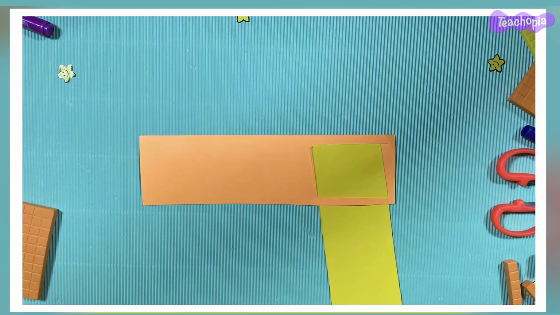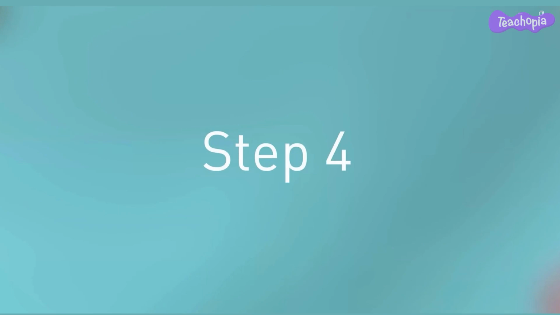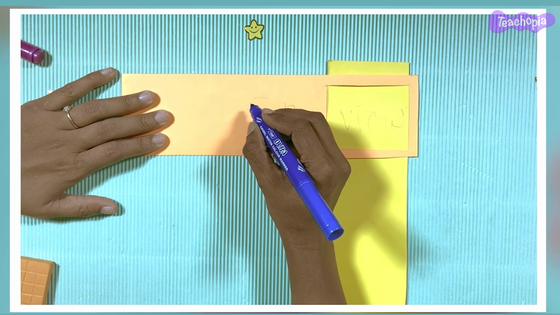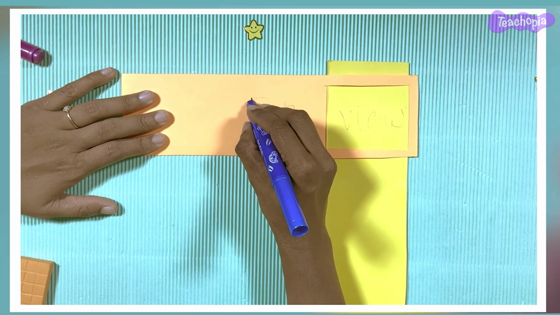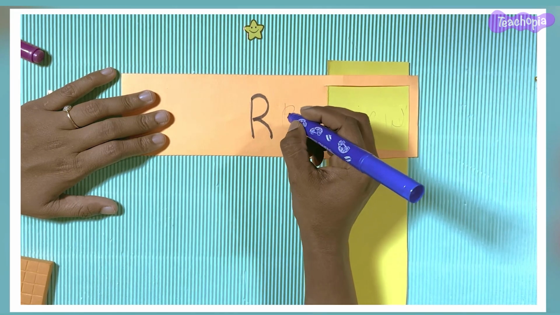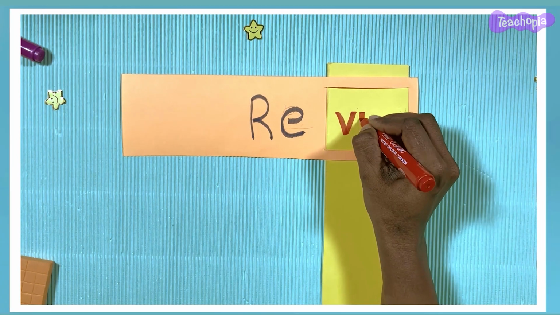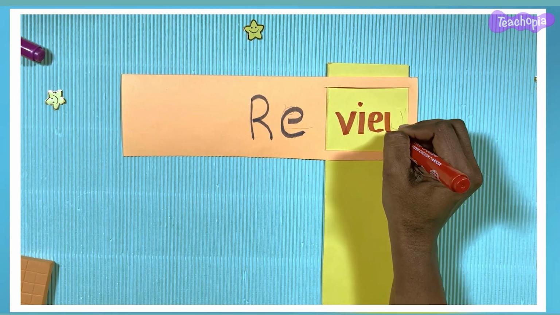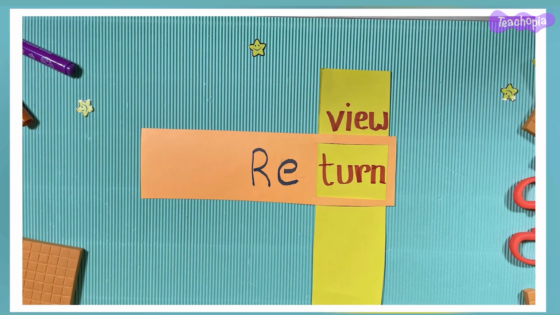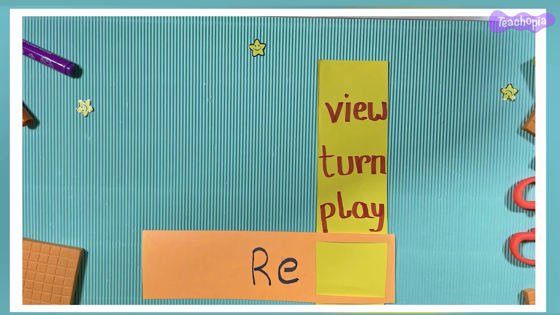Now, insert the vertical strip into the horizontal strip. Next, write the prefix word on the horizontal strip. Next, make sure you write the root word in the inserted portion of the vertical strip. Move the horizontal strip downwards and write root words as you go. Your prefix strip is ready.